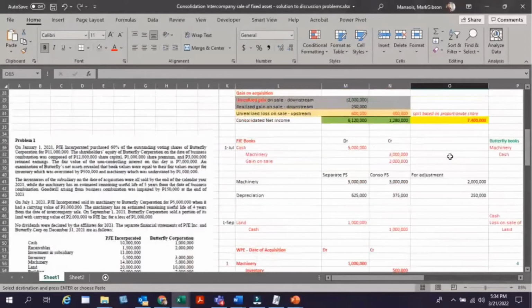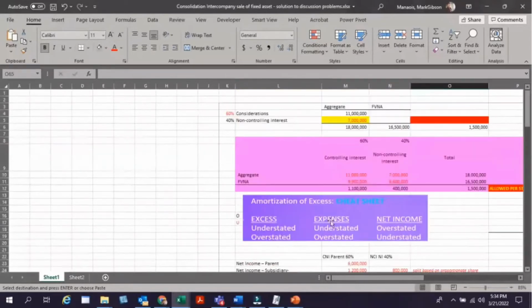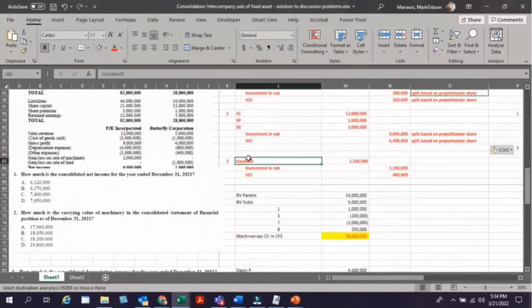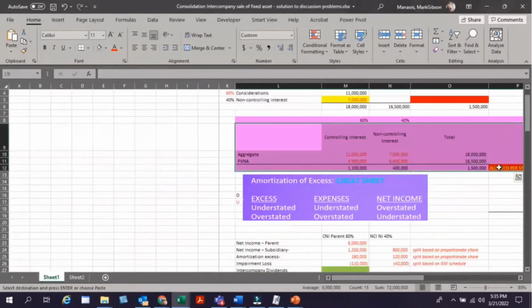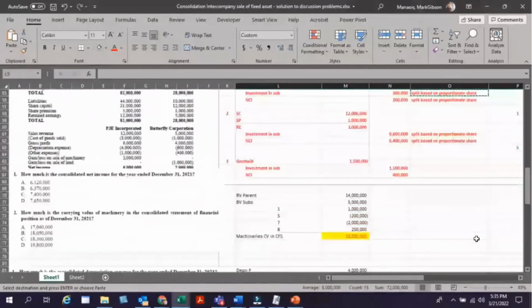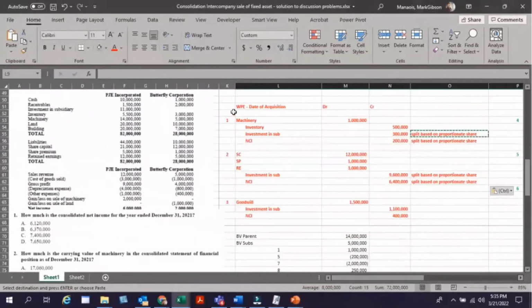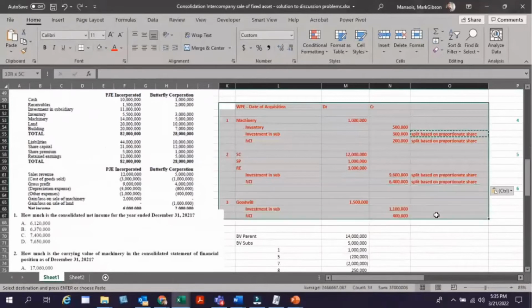And of course, di ba sabi natin meron tayong goodwill. So how are we going to account for the goodwill? So it's debit goodwill for 1,500,000. Ito yung na-compute natin kanina. Credit investment in subsidiary, 1,100,000, and credit non-controlling interest for 400,000. Again, class, ulitin ko, we should split the goodwill based on the goodwill schedule. So meaning based on this schedule. Ito. Do not use the proportionate share. Magkakamali ka. Okay? Sige. That's the entries on the date of acquisition.